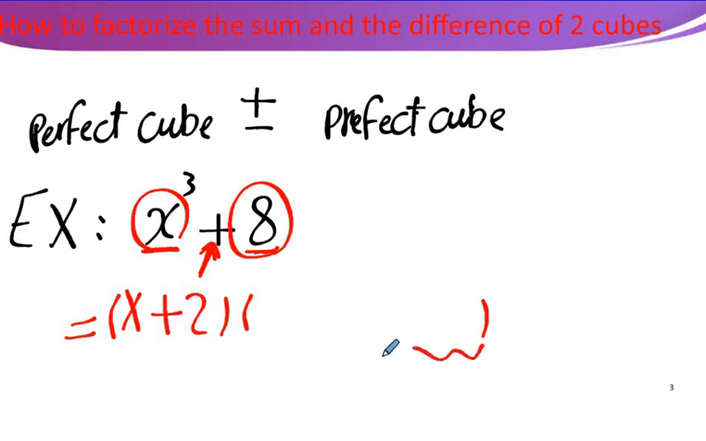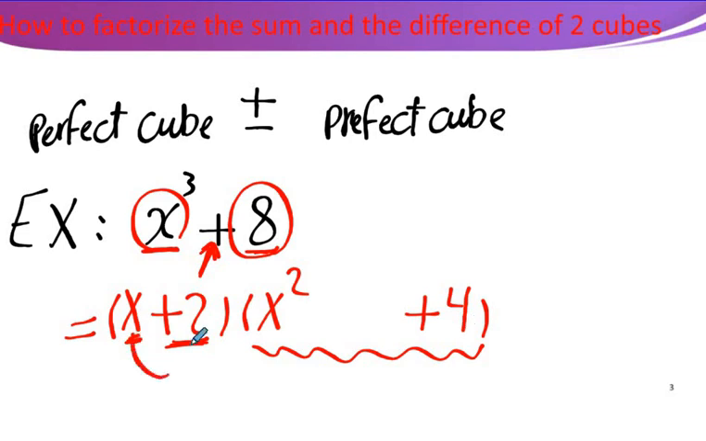And now how to get the expression inside the big bracket? Multiply the first term by itself. x multiplied by x equals x squared. Positive 2 multiplied by positive 2 equals positive 4, and write it as the third term. And multiply the first term by the second term. 2 by x equals 2x, and put it with the opposite sign. The sign here is positive, so here it will be negative. Another example.